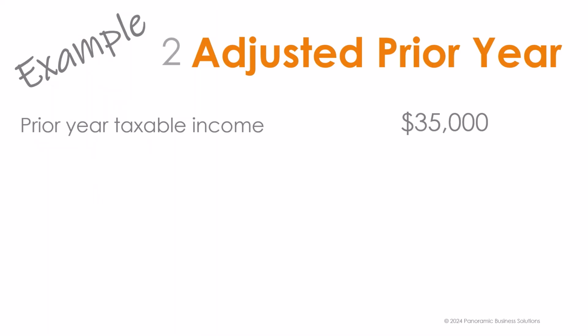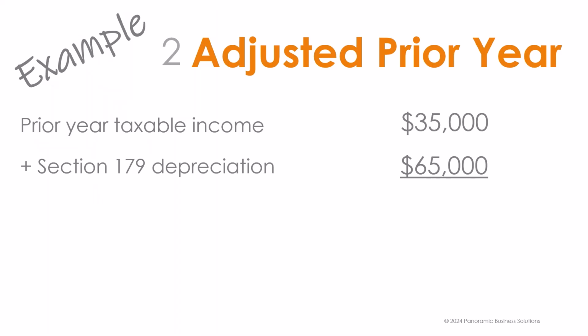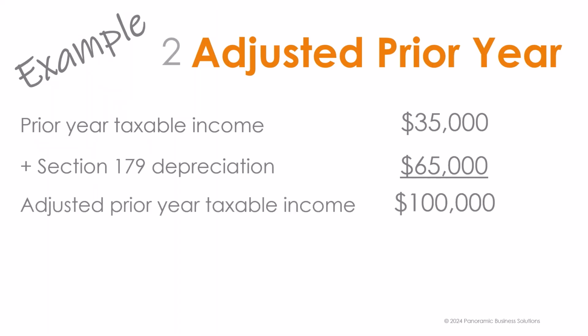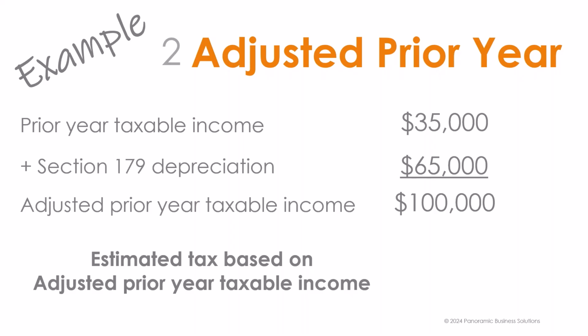So here's an example. Your prior year taxable income is $35,000. We're going to add back the depreciation, the Section 179 that was claimed, and so your adjusted prior year taxable income is $100,000. Now, nothing else changes in your business, only the change of Section 179 depreciation. So your estimated tax at that 30% tax rate is $30,000.